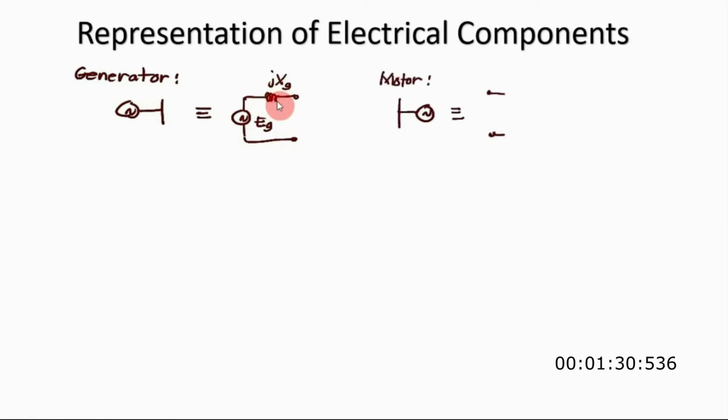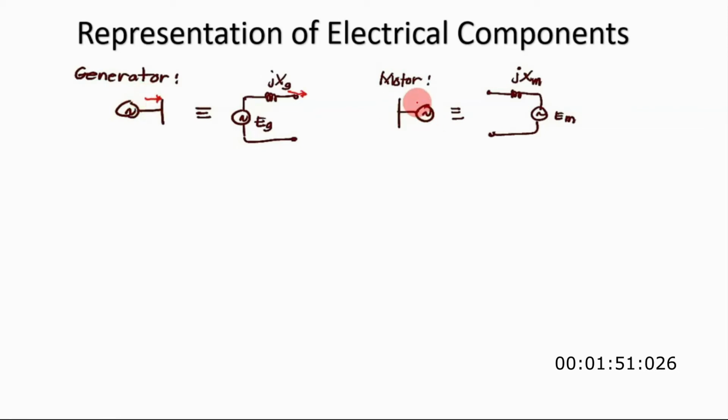And the other one is for the motor. You will notice that it is on the other side. It means that this is the bus bar and this is your motor. Okay, so the difference from the generator is that the generator is the one that is supplying the current, so the current is going out here.